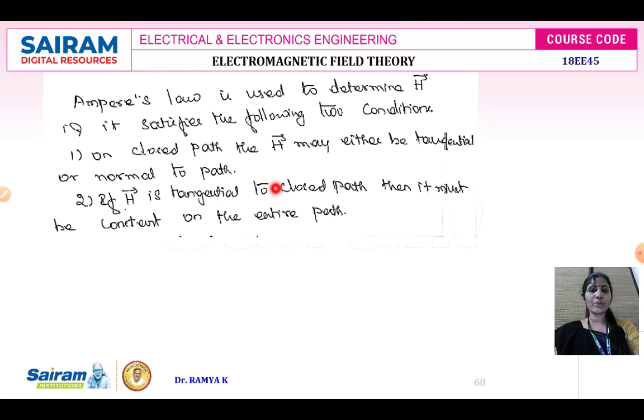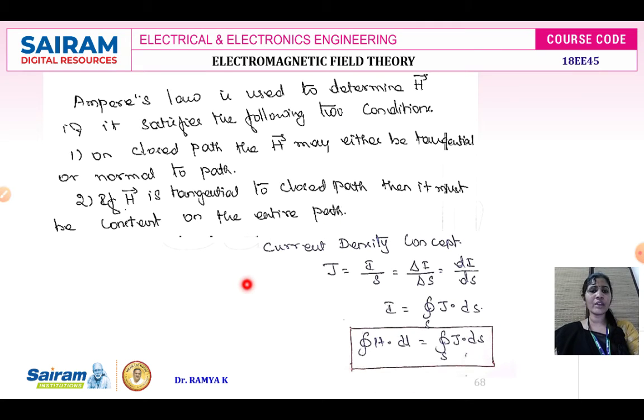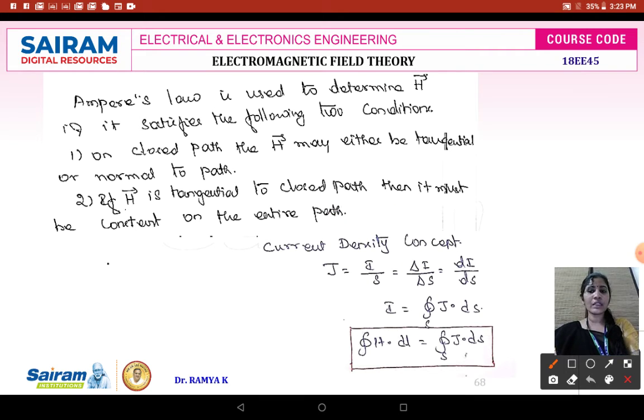If H is tangential to the closed path, then it should be constant on the entire path. Now there is a relationship between current and current density. According to Ampere's law, we know that the integral over the closed line of H dot dl is equal to I.